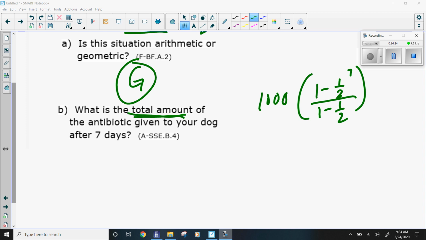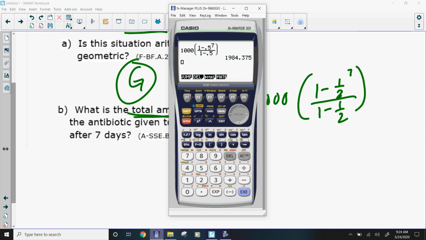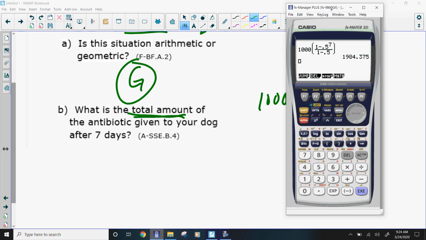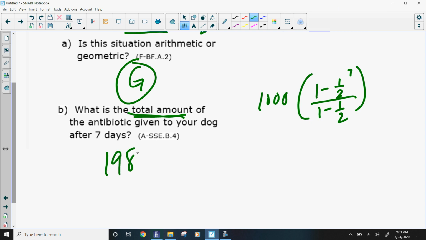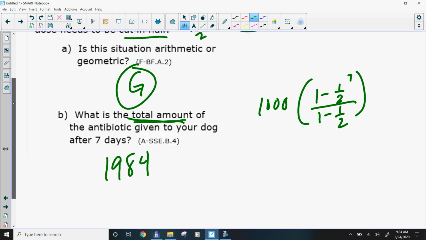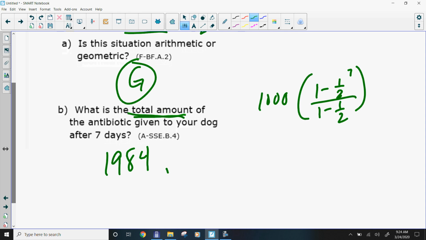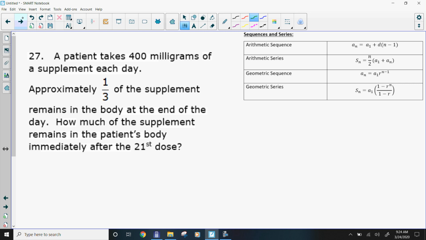I'm just going to round it to the nearest. It's 1,984 grams. 1,984. Is it grams or milligrams? I forgot. Milligrams, yeah. Perfect.